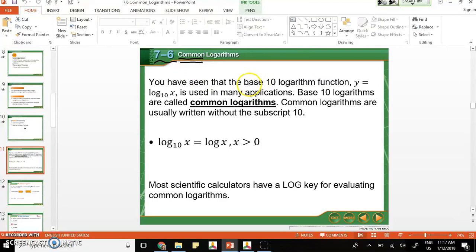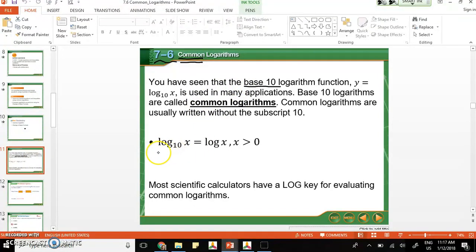Common logarithms are logarithms that are base 10. We call these common logarithms because they are very common. They come up in applications that have to do with earthquakes, with sound, with measuring different kinds of things like that. They just come up a lot and in different scientific applications as well.